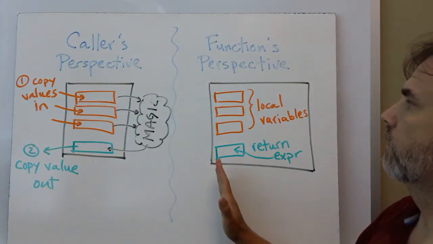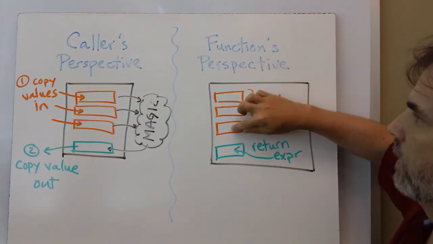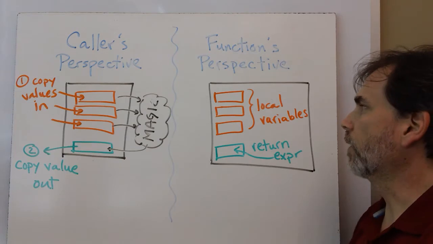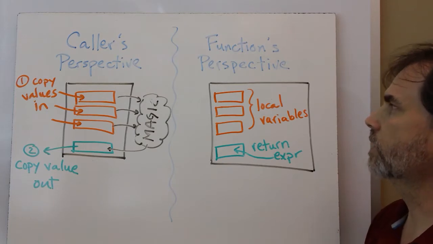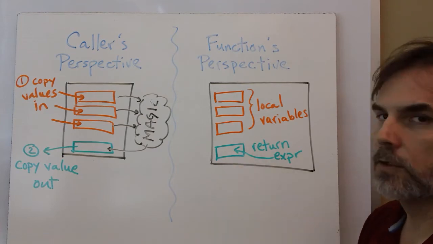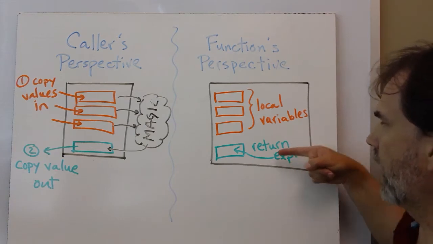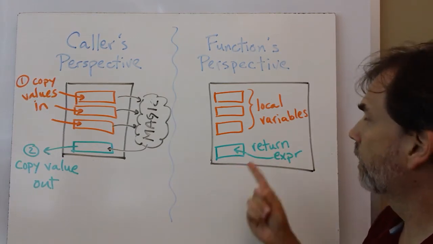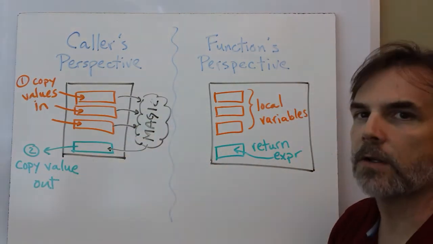From the function's perspective, once it starts executing, these boxes here have values in them that the caller put in. And these boxes are treated just like local variables. So a variable is one of these boxes that has a value in it. We have those values available to us, and we use them just like local variables. When we're ready to produce the value that we want to return, we use a return statement, and we provide an expression that represents the value that we want to be placed into this box. The return statement also transfers control back to the caller, which will then copy out the return value.